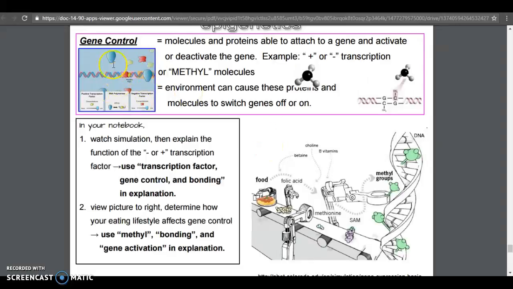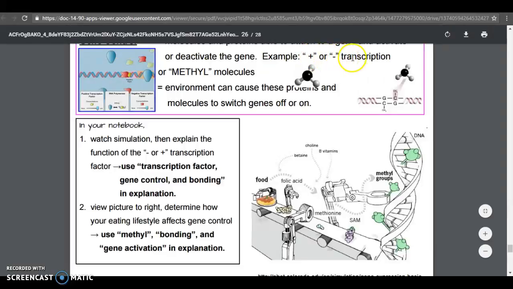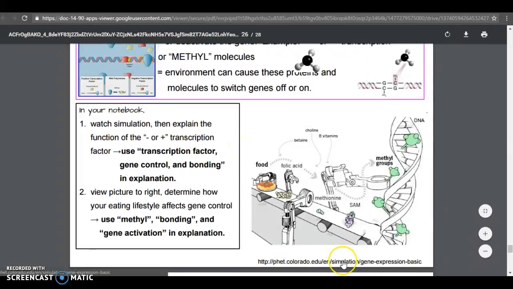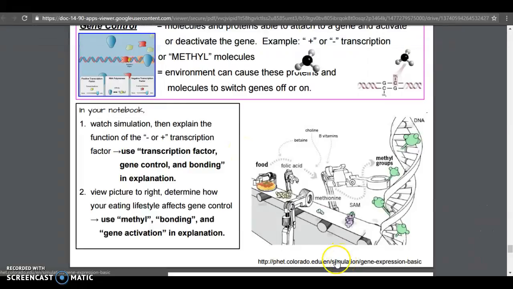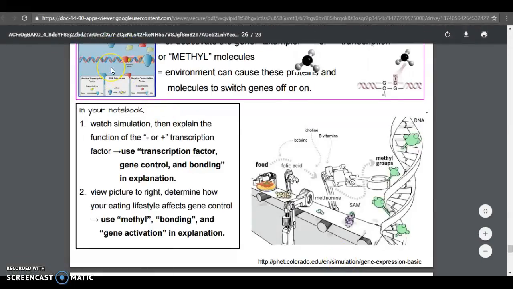In this original simulation that we've done from chapter 11, they were called positive or negative transcription molecules. It's a technical word, but they're just certain little molecules, whether you breathe them in or they come from the food you eat after digestion, that can attach to your genes. It says, watch simulation, then explain the function of the negative or positive transcription factor. And that's right here. You click on this, open it up, and you're going to see this image right here, and study the behavior of the transcription factor to better understand what they can do.